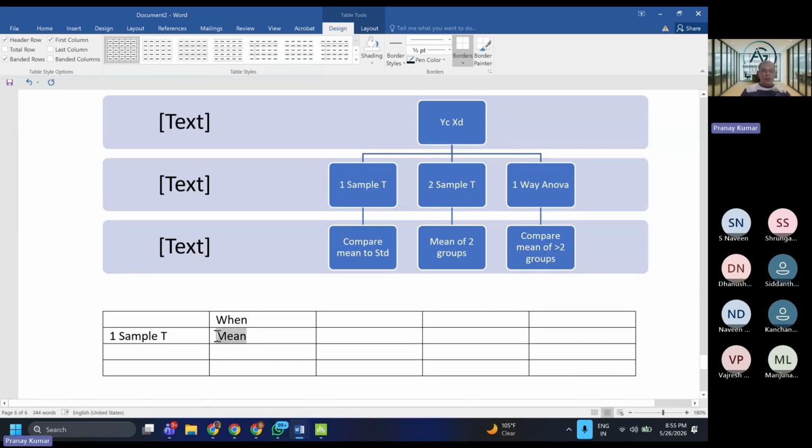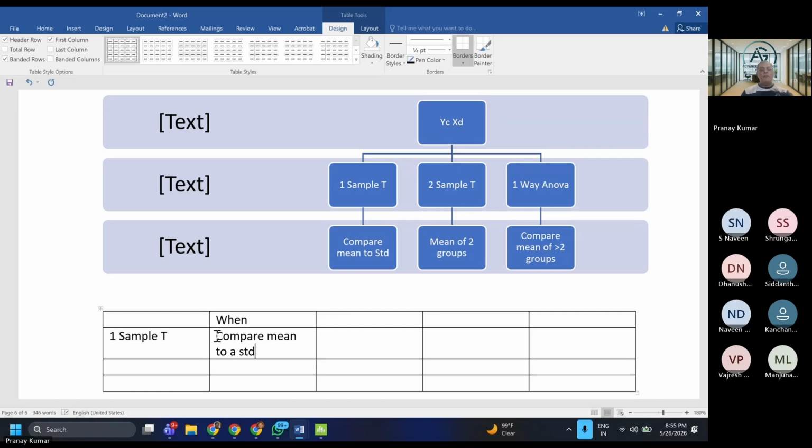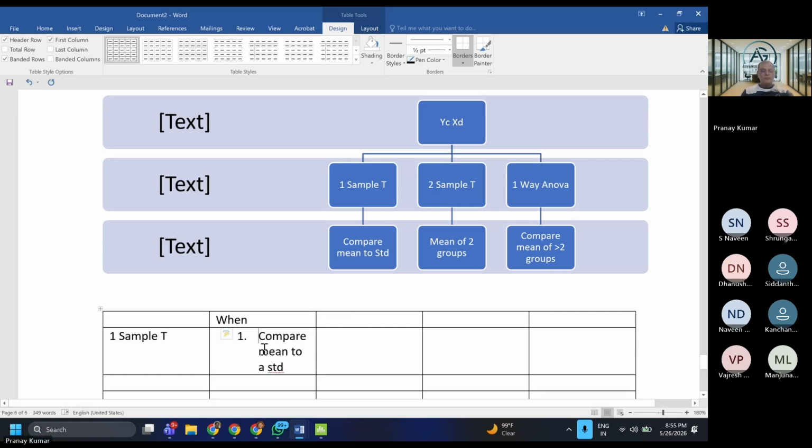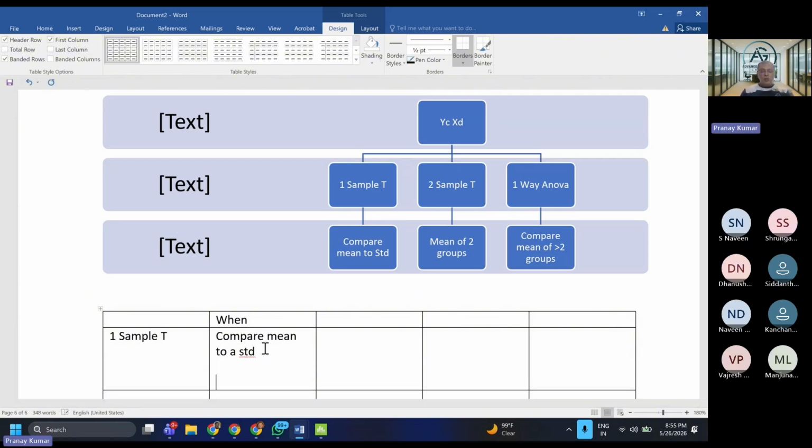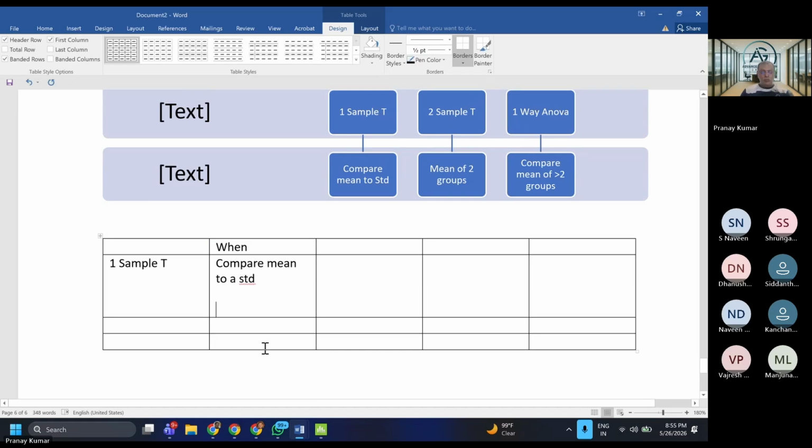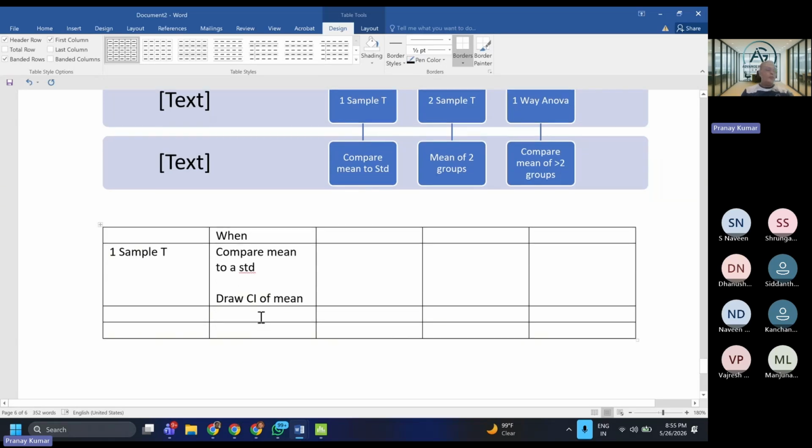When we are looking at comparing the mean to a standard, or when you want to draw the confidence interval of the mean. Let's understand these two terms that I'm talking about.